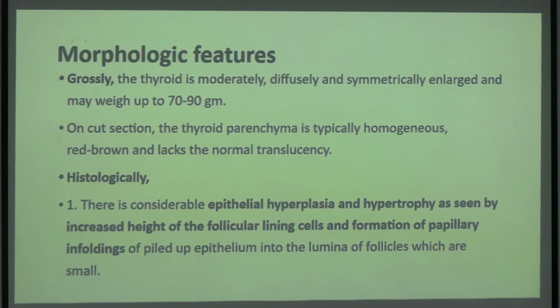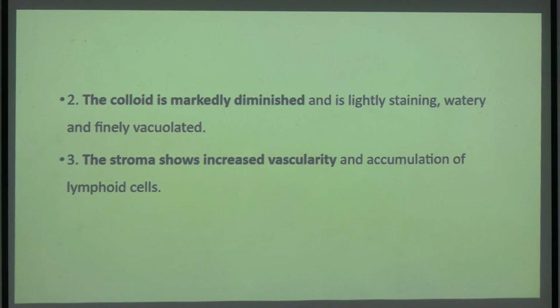Now the morphologic features. Grossly, the thyroid is moderately diffuse and symmetrically enlarged and may weigh up to 70 to 90 grams. Histologically, epithelial hyperplasia and hypertrophy are seen by increased height of the follicular lining cells and formation of papillary infoldings. Then colloid is markedly diminished.